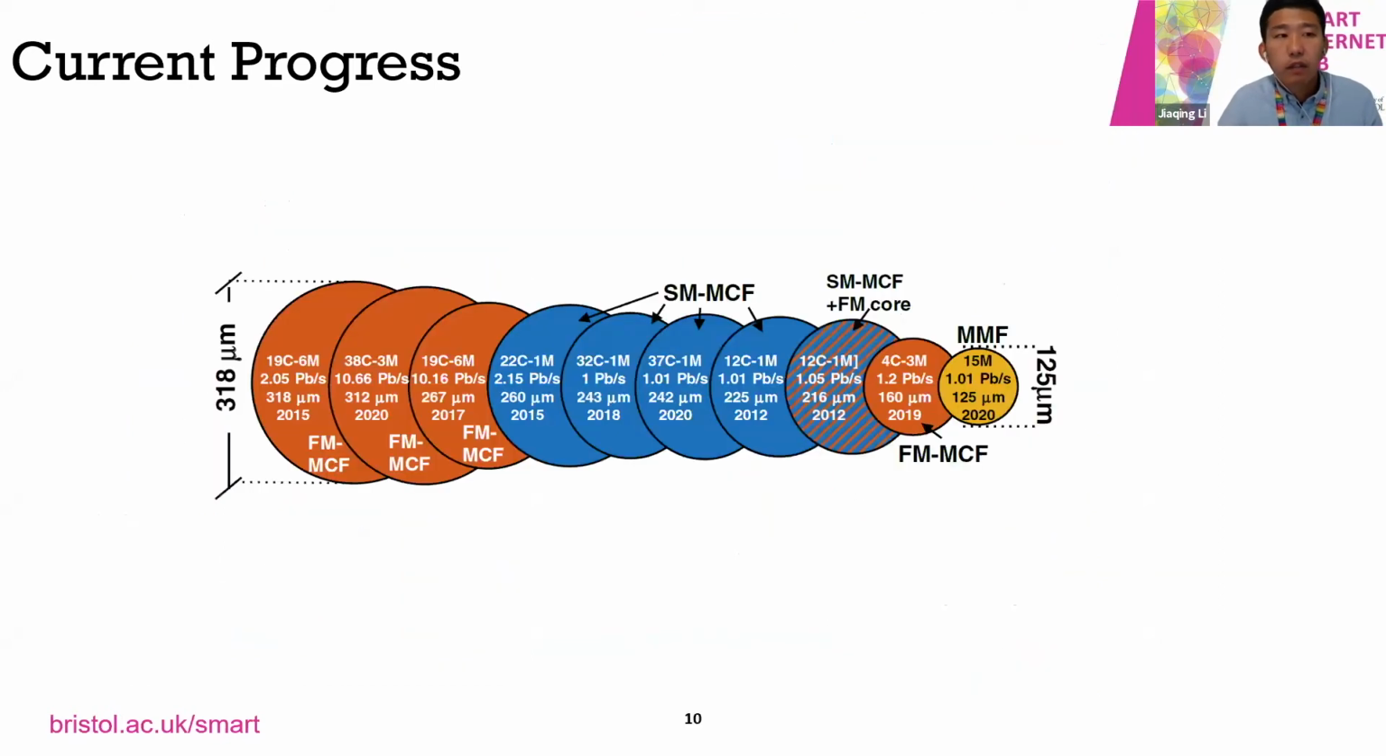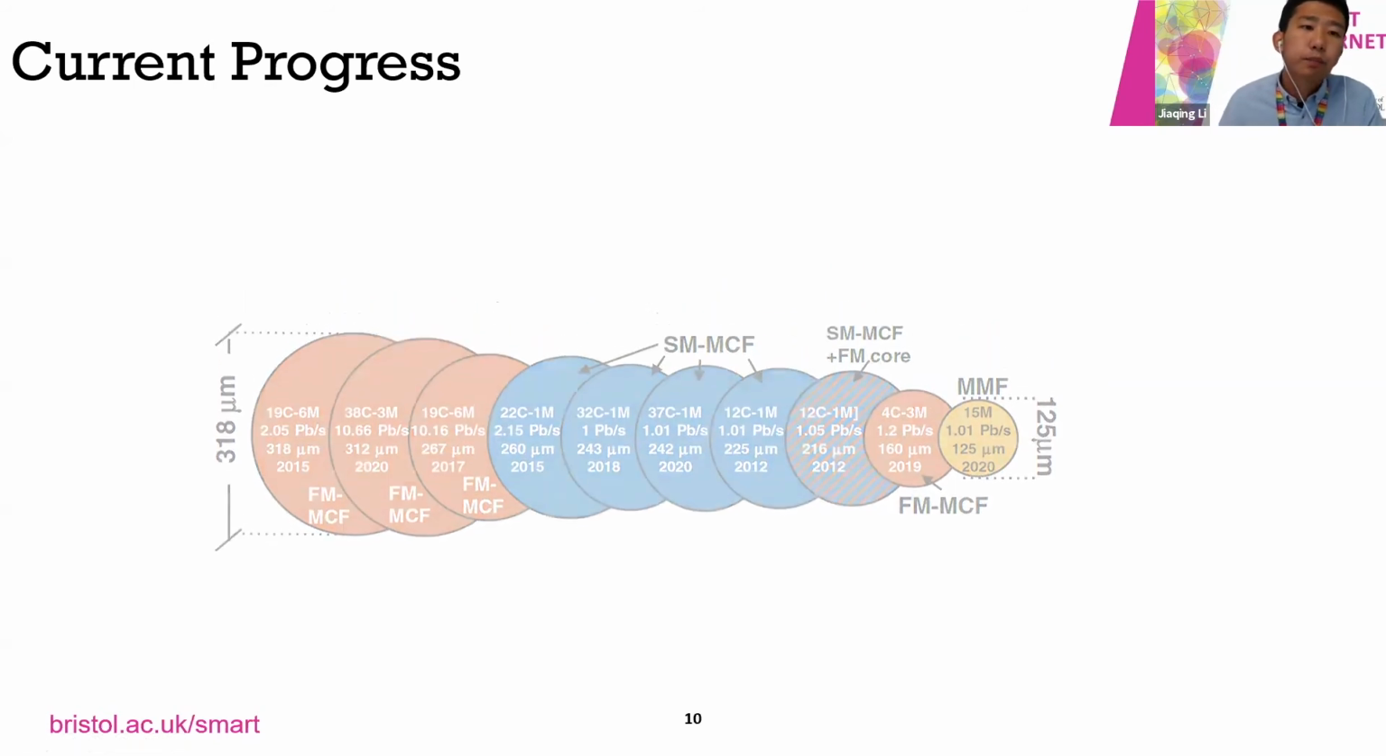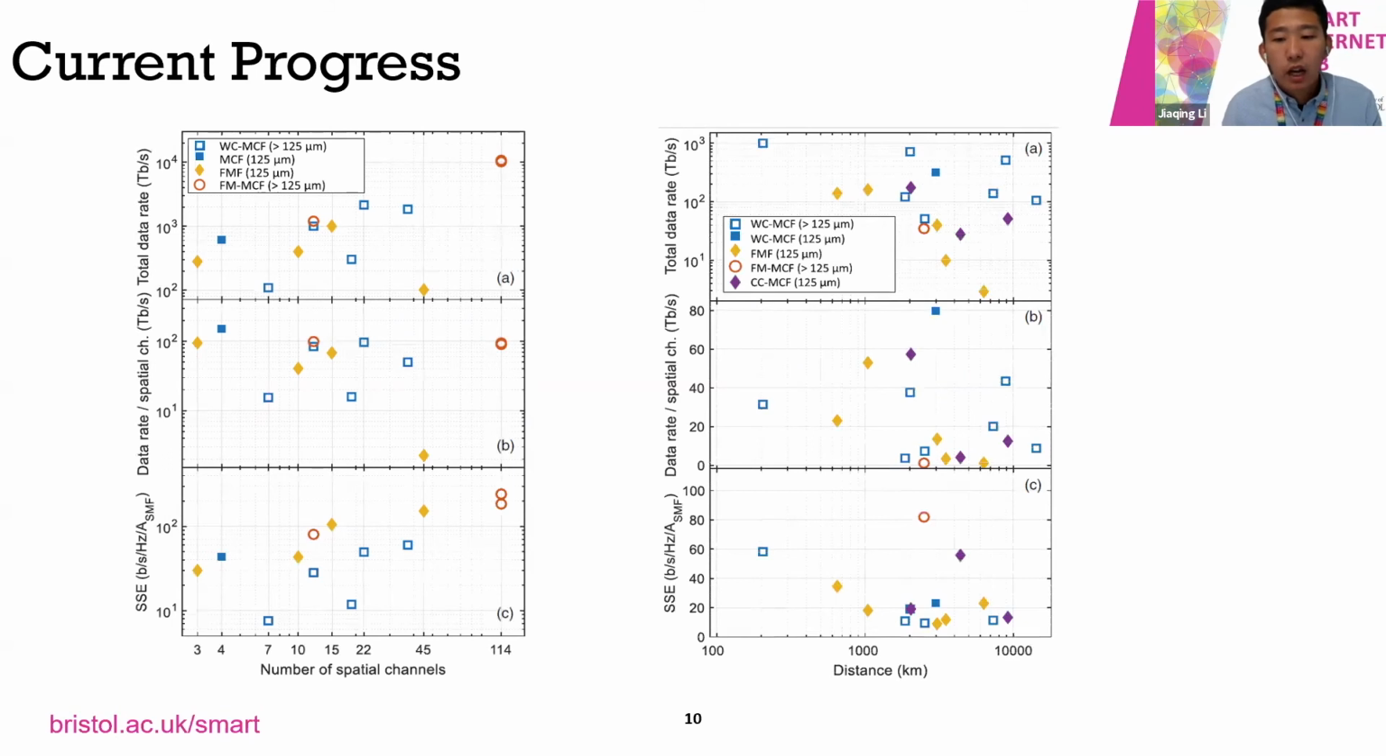Okay, and for now we can say with the development of the SDM fiber design, we can decrease the fiber diameter, and also we have different schemes and transmission capacities. Here we decrease it to 125 microns, which is the same as single-mode fibers. Also, we make some comparison between the data rate and the spectral efficiency in terms of the number of spatial channels and the distance.